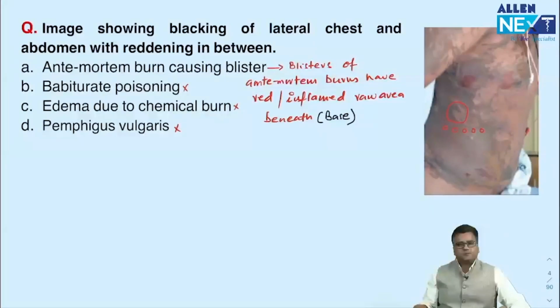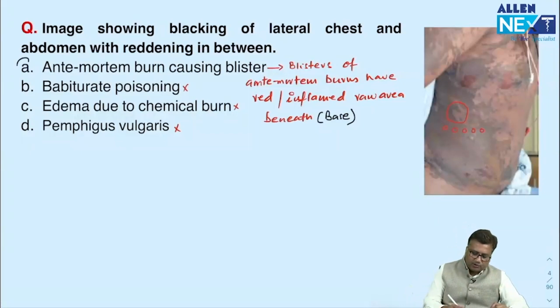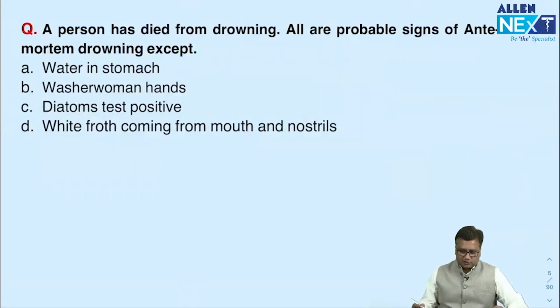of the blisters. So probably what was shown in the photograph was an ante-mortem burn with blackening over the area. So the photograph was giving a blackened appearance with a blister being generated because of the ante-mortem burn, and just beneath it, a few reddened areas were seen where probably there could have been certain more blisters which were broken. So underneath, a reddened raw area appearance was visualized. So the correct answer should be ante-mortem burns with blister formation. Okay, let's move to our next question.